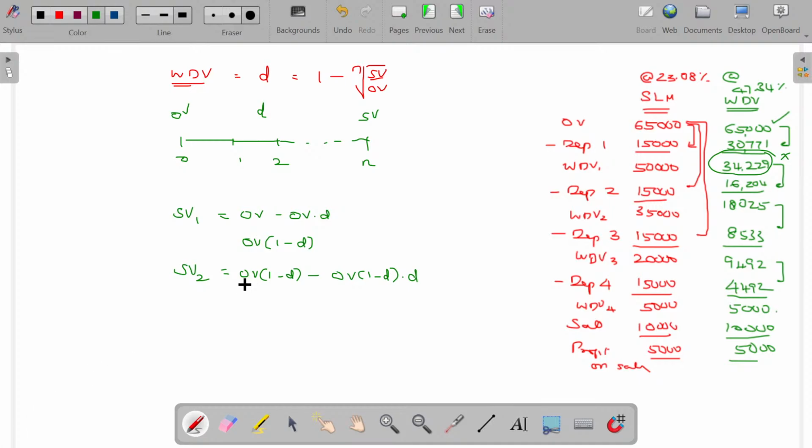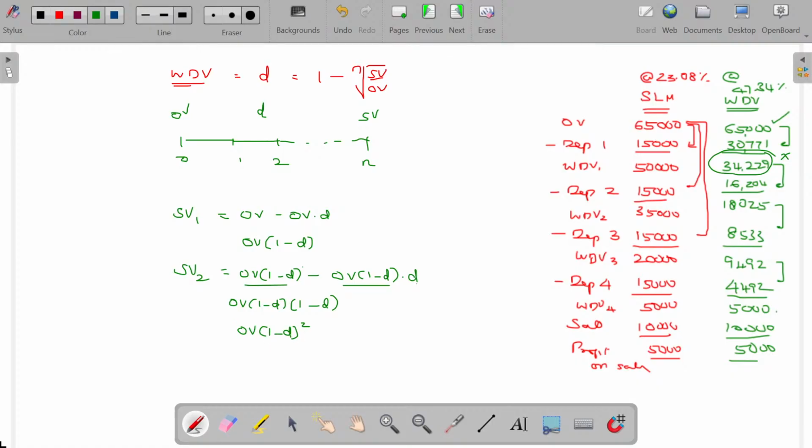Here OV into 1 minus D is common. I can take that OV into 1 minus D outside. If I take this outside, you divide this by this, you will get 1. You divide this by OV into 1 minus D, you will get D. So 1 minus D. So OV into 1 minus D into 1 minus D is the formula. Once you simplify, OV into 1 minus D to the power 2 is the answer.